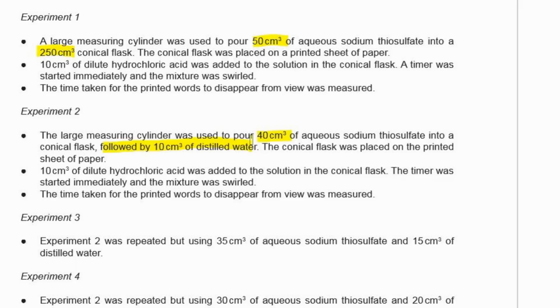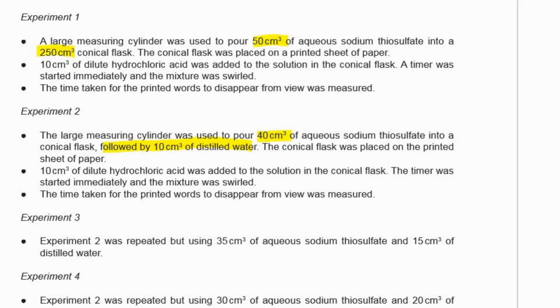Okay, so it's still the same size conical flask because they haven't specified any change. So 10 centimeters cubed of dilute hydrochloric acid was added to the solution in the conical flask, which is exactly the same as the first one, and the timer was started immediately and the mixture was swirled. The time taken for the printed words to disappear from view was measured. So that's exactly the same, except the sodium thiosulfate is more dilute.